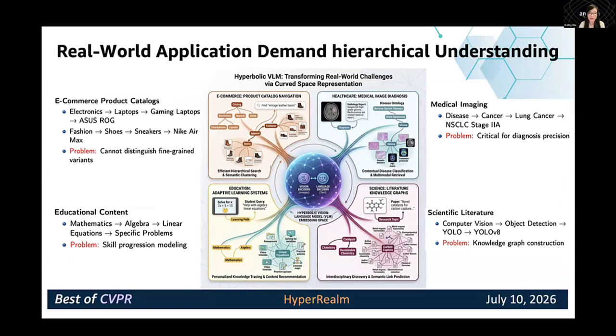And in medical imaging, for example, there are disease hierarchies: condition to disease to subtype to severity stage. Misclassifying at the wrong level isn't just inaccurate, it can have serious consequences. Remote sensing also requires understanding geographic hierarchies: urban area, residential, single-family homes, specific architecture styles. All of these applications exhibit natural tree-like structures, and current VLMs flatten them, losing critical information.